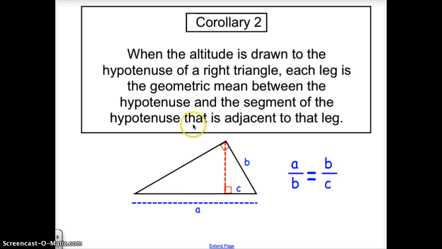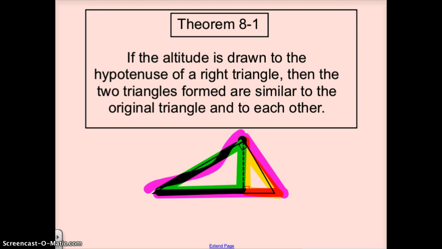Also, when the altitude is drawn to the hypotenuse of a right triangle, each leg is the geometric mean between the hypotenuse and the segment of the hypotenuse that is adjacent to that leg. It seems very confusing, and the reason that I showed you in the beginning the small, medium, and large triangles is because each piece of the small, medium, and large triangles corresponds to another side length for another one of those three triangles that exist.